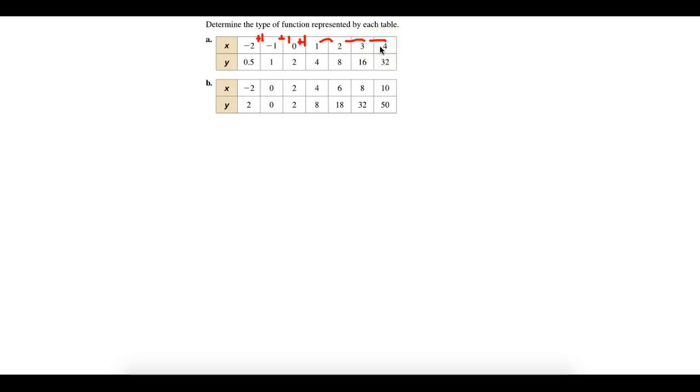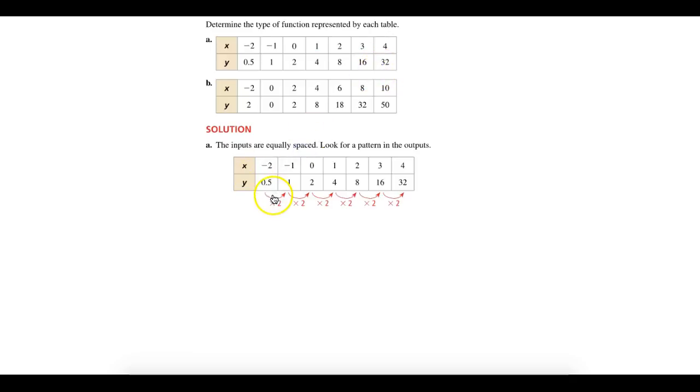So now, once it's evenly spaced out, we want to look at our y values and see what patterns we see in our y values. So let's look at the output. We go from 0.5 to 1, 1 to 2, 2 to 4, 4 to 8, 8 to 16, and 16 to 32. So we see that those are all being multiplied by 2 each time. So when you have an output that is being multiplied by a constant value, that is called a common ratio. So our y values have a common ratio of 2.